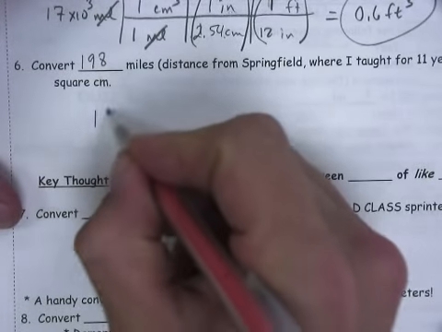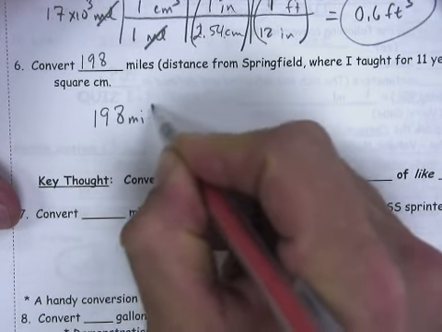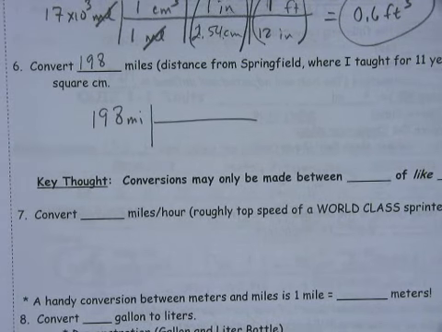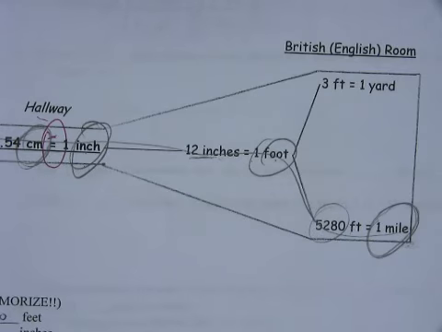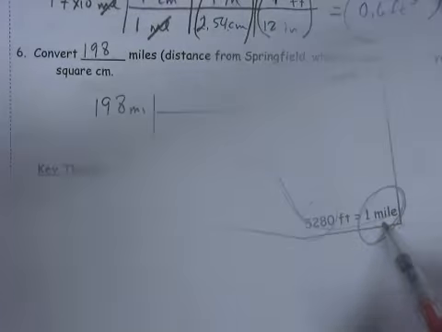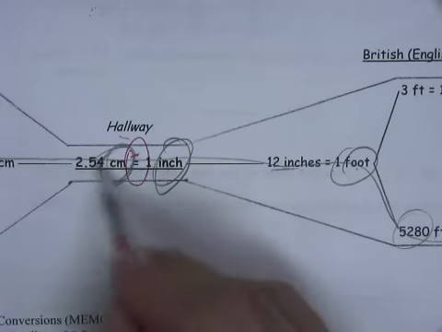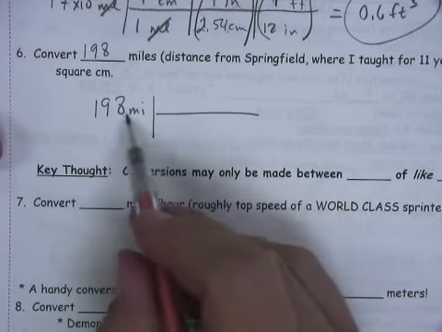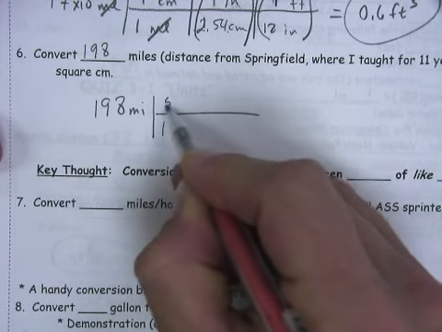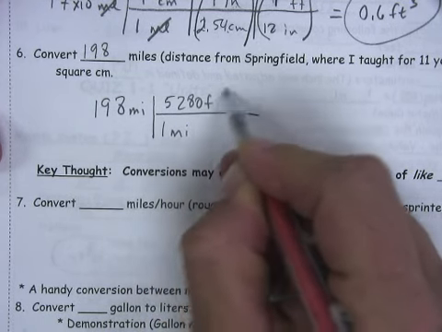So let's do it. We're going to go 980 miles to centimeters. Let's find miles first on the conversion sheet. There's your miles, and we're going to centimeters, which is right here. So we first have to go to feet. We got 198 miles, and 1 mile is 5,280 feet.